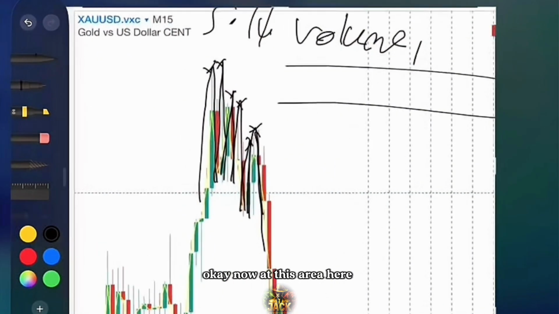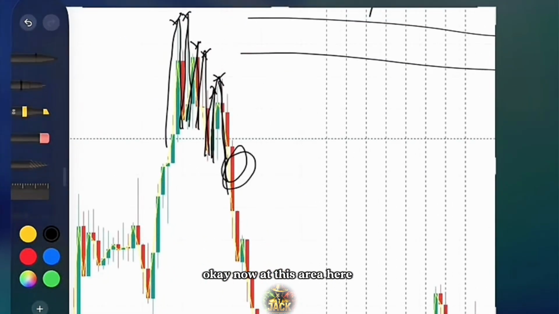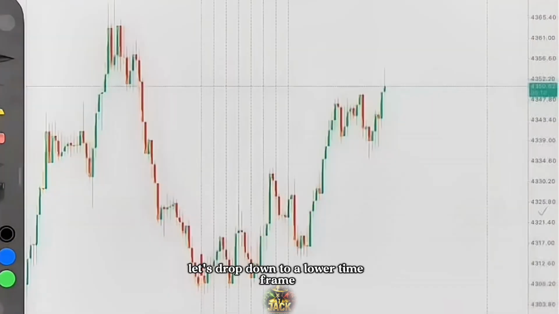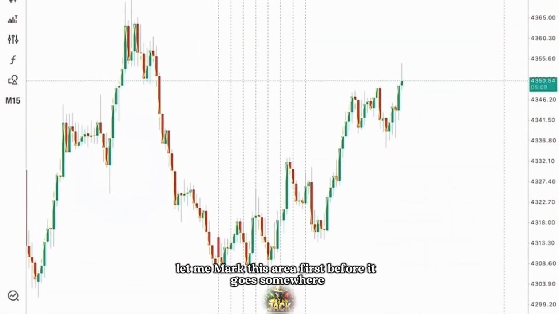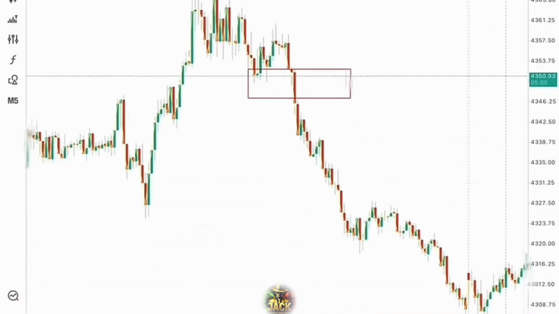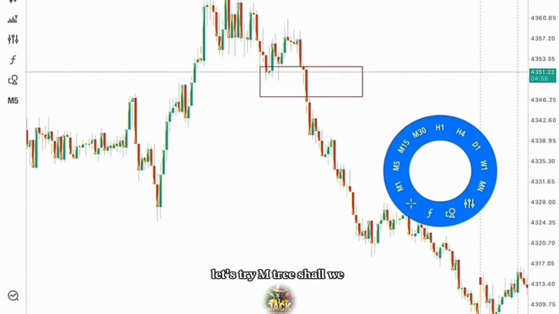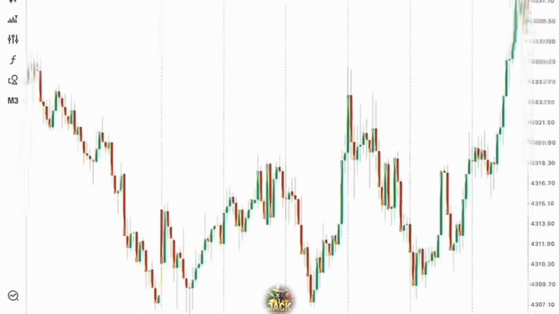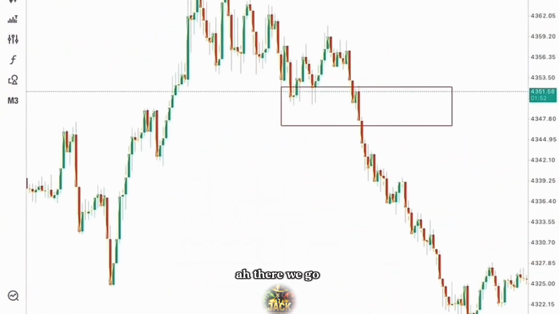Now, at this area here, you should most probably see a pressure, right? Let's drop down to a lower time frame. Let me mark this area first, before it goes somewhere. Let's try M3, shall we? There we go.